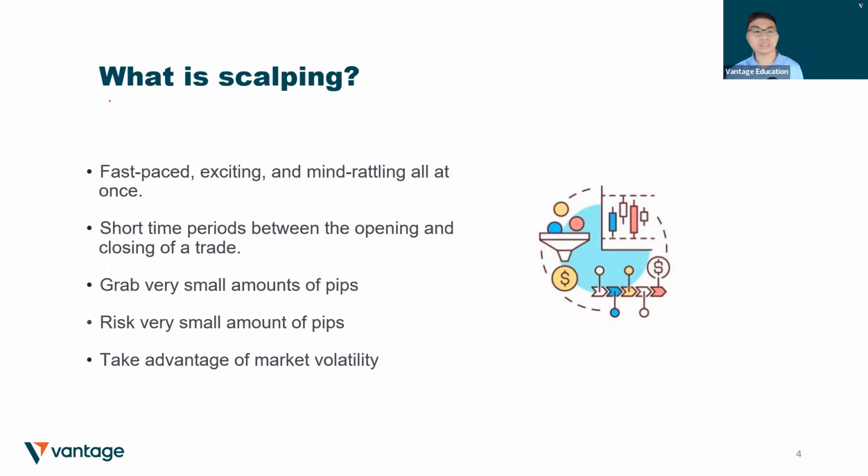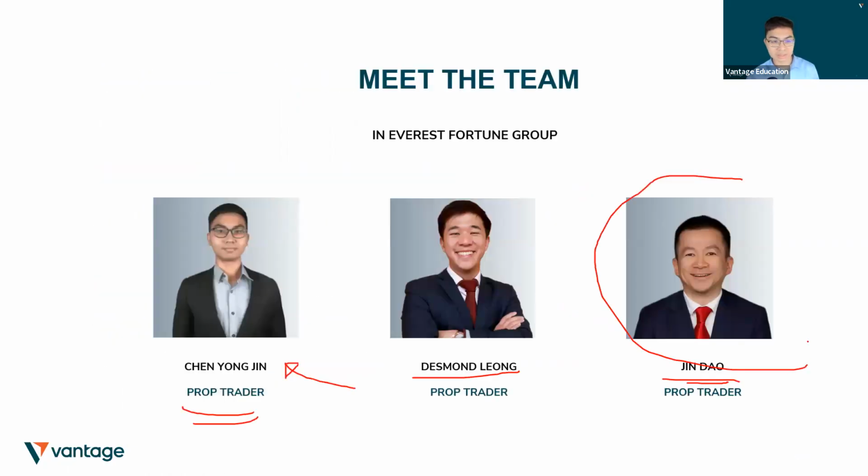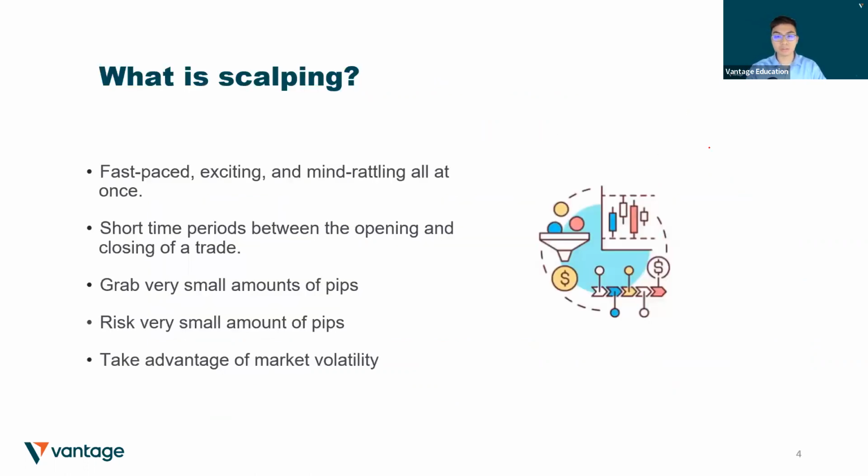So there's actually the fastest trader I have ever seen in real life, sitting beside me, called Jin Dao. This guy right here, Jin, he sits beside me on a daily basis when I'm in the office. The fastest I have ever seen him open and close a trade was roughly 17 seconds or less. It was very fast. So he's a very good scalper.